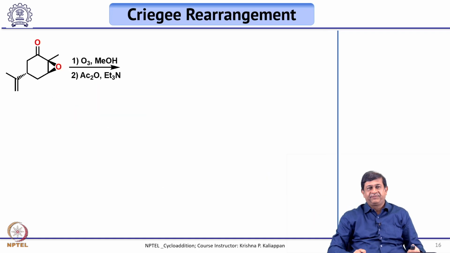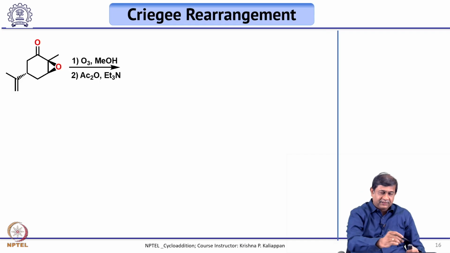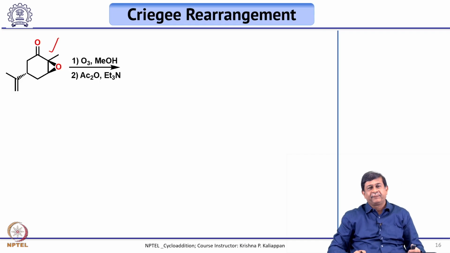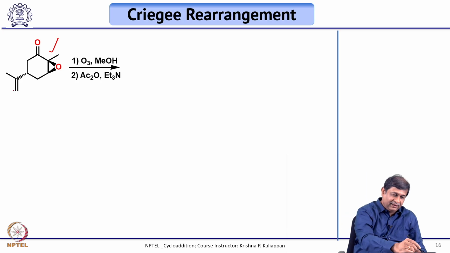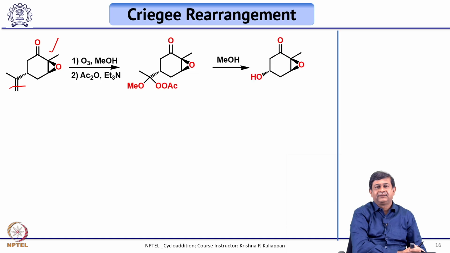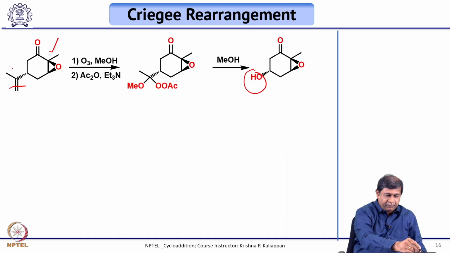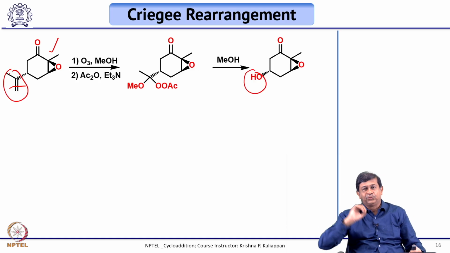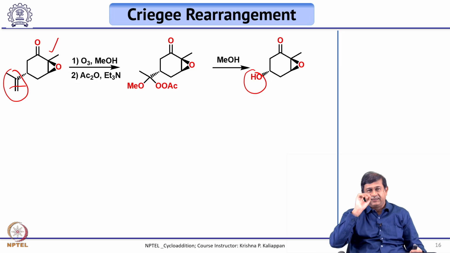Let us take one specific example and then discuss. So, this is called carvone epoxide. Carvone is a well known monoterpene, and here there is epoxidation of the electron deficient double bond. Now, you have the disubstituted alkene which upon ozonolysis followed by treatment with acetic anhydride and triethylamine, you get this intermediate. And this upon further treatment with methanol, you can see this isopropenyl group is converted into OH via Criegee rearrangement.